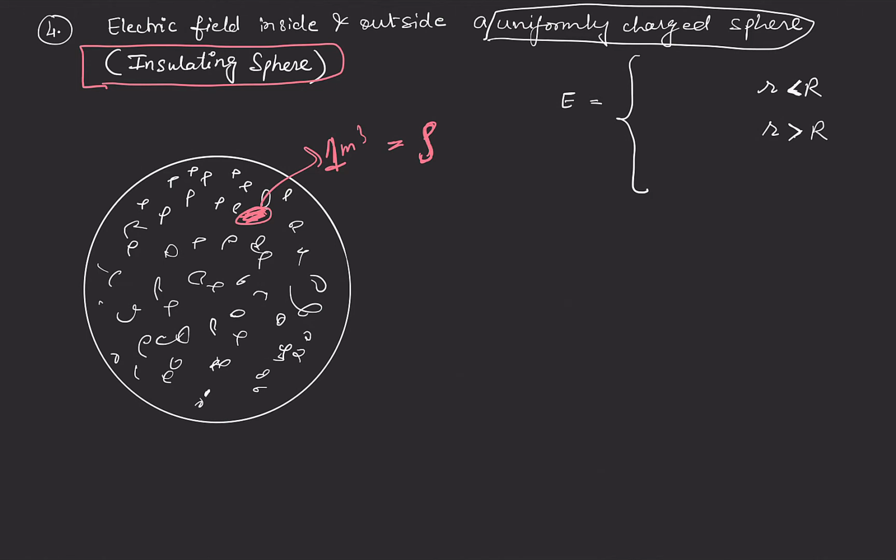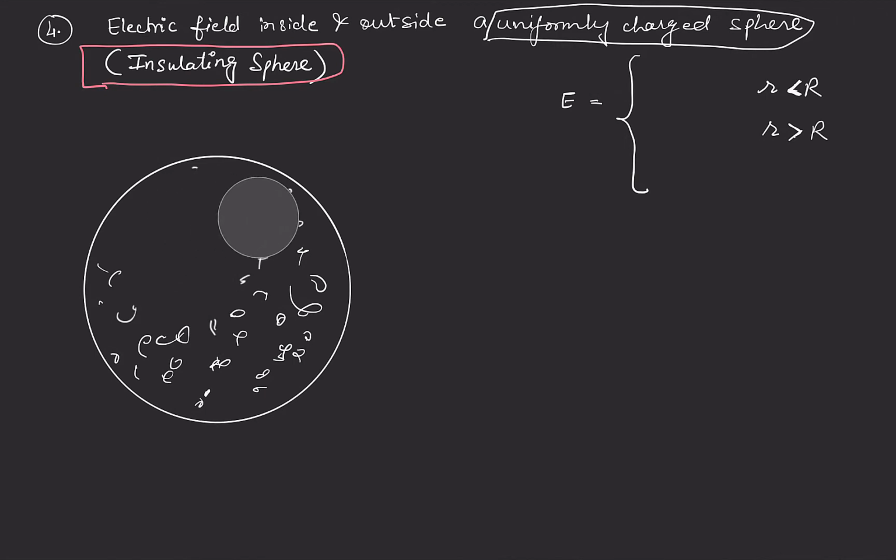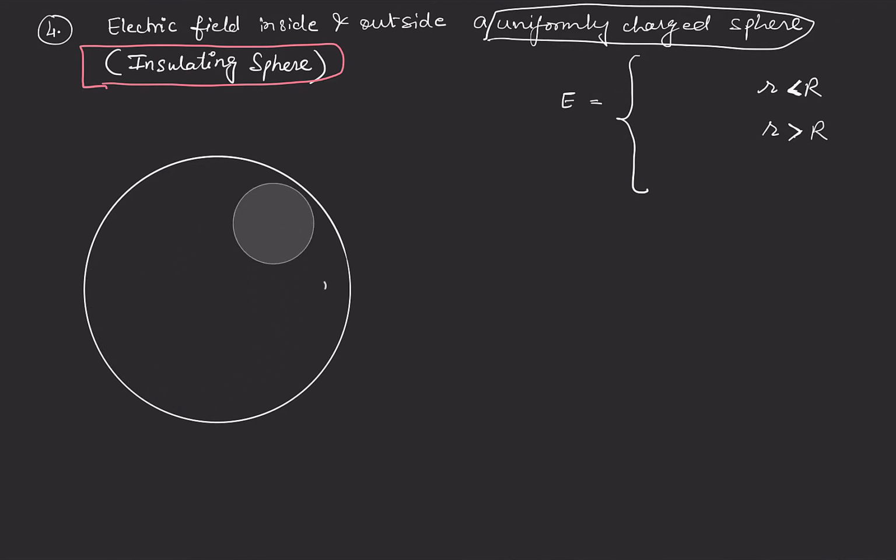So that's called a uniformly charged sphere. Basically, the charge is filled inside the sphere uniformly at every point. If you pick 1 meter cube here also, you will find the amount of charge inside this volume is rho. That's why it's called uniform. At every 1 meter cube volume, the charge inside the sphere is rho. Now you have to find the electric field due to this sphere at a point somewhere inside the sphere and at a point somewhere outside the sphere. It is given that the radius of the sphere is capital R.